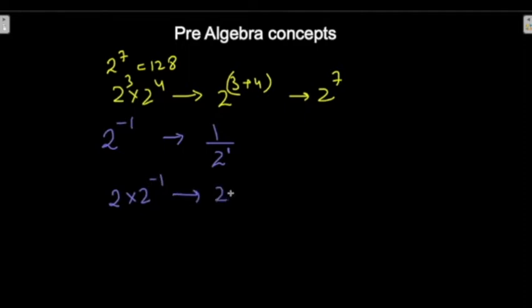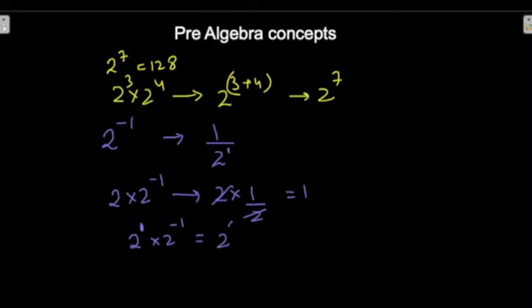This is 2 into 1 by 2. Answer will be 1. We can also solve it this way. 2 raised to power 1. Any number raised to power 1 remains the same. The number remains the same. Into 2 raised to power minus 1. Right?